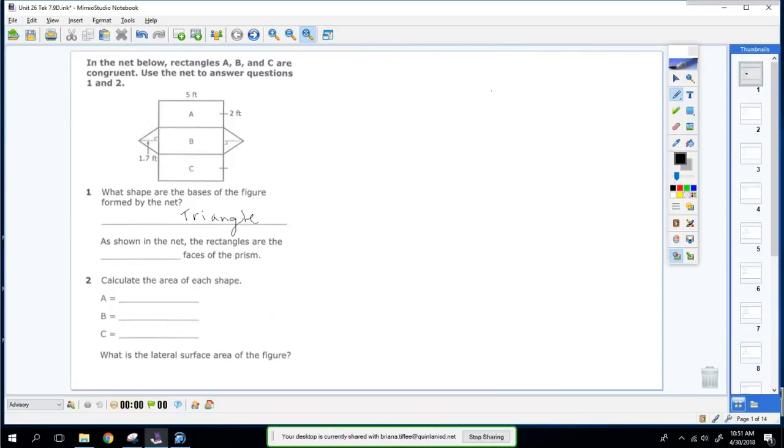As shown in the net, the rectangles are the blank faces. Since the rectangles aren't the bases, they're going to be called the lateral faces. So everything that's not a base is a lateral face. It says calculate the area of each shape.